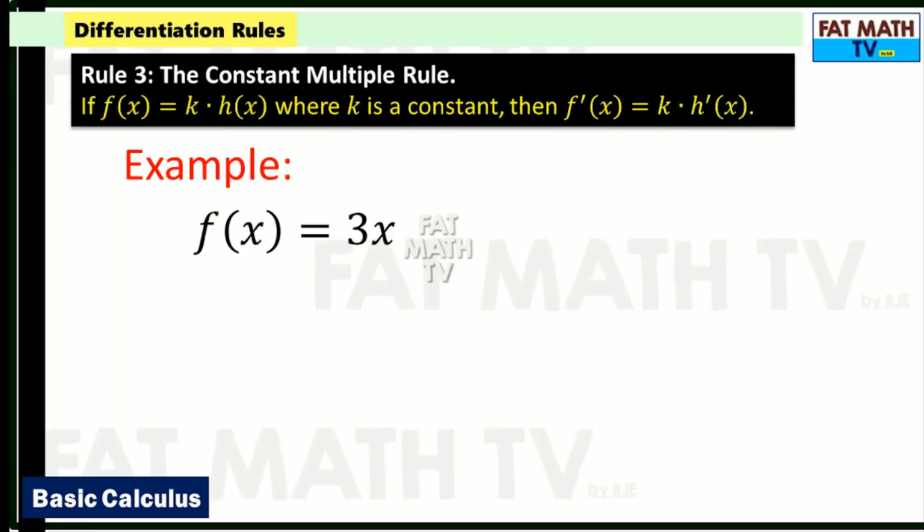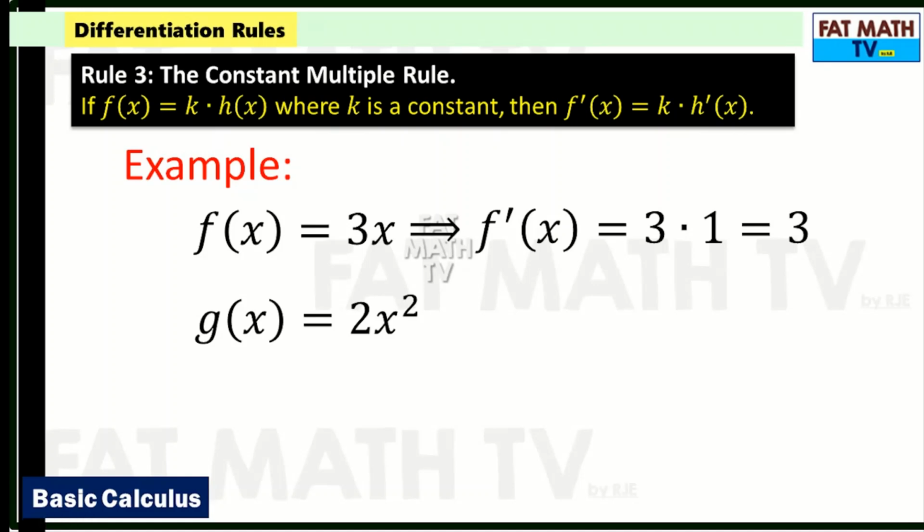For example, f of x equals 3x. So this is a constant multiple of x. So 3 times x. The derivative of that is you just copy 3 and then take the derivative of x. And the derivative of x, applying the power rule, is 1. So that's going to be 3 times 1, which is 3. So the derivative of 3x is simply 3.